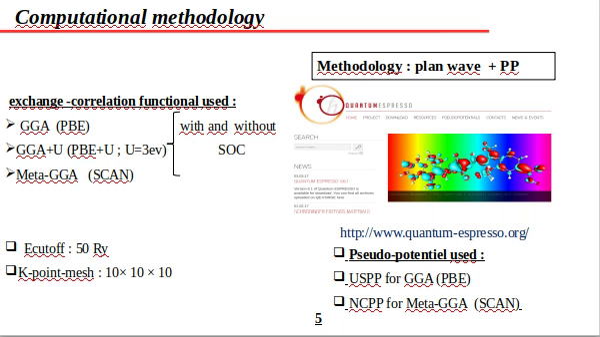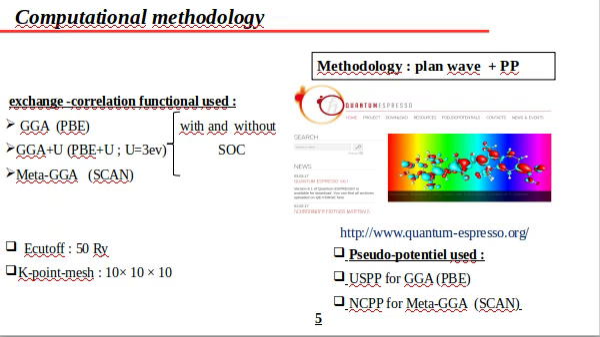Before going to the results obtained in this work, the following slide represents the computational methodology of our study. The methodology used in this work is the ab initio study with a plane wave and pseudo-potential method, performed by using the Quantum ESPRESSO package, which implements density functional theory. We used three approximations of exchange correlation, such as GGA, GGA plus U, and meta-GGA functional, with and without inclusion of spin-orbit coupling.